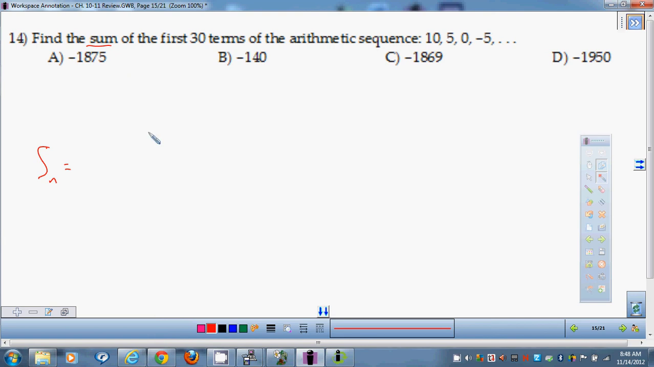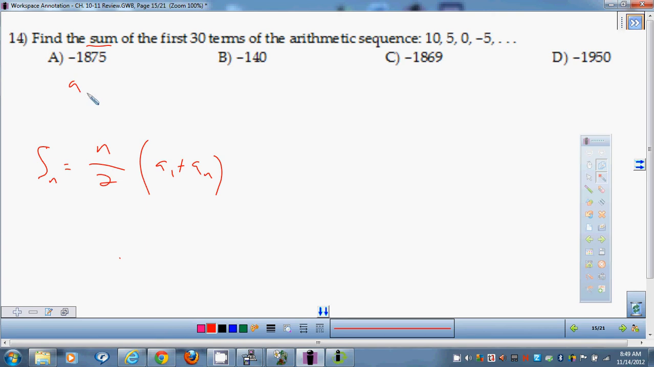Yes. I see you, Austin. Hold on. There you go. Very good. What's the only problem here? Why can't I just start punching everything in? I don't know what A sub 30 is.